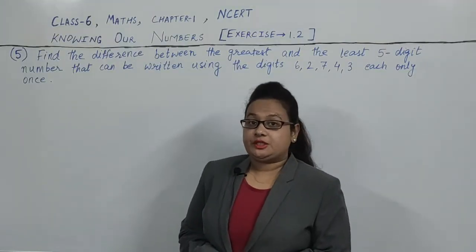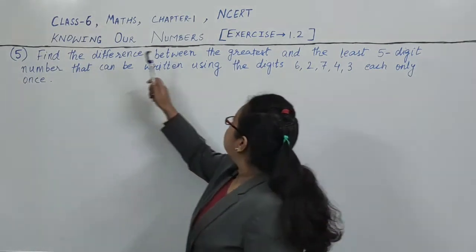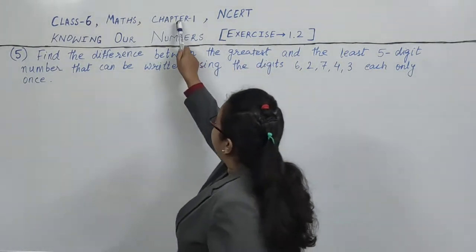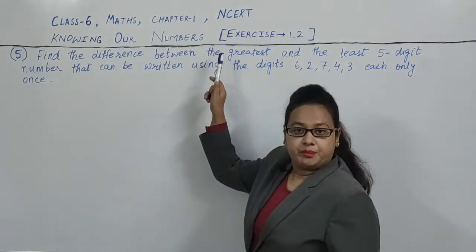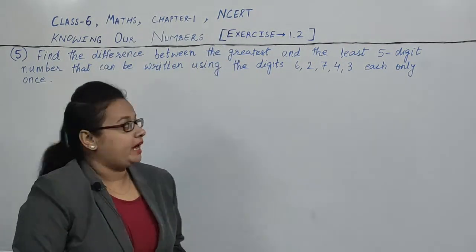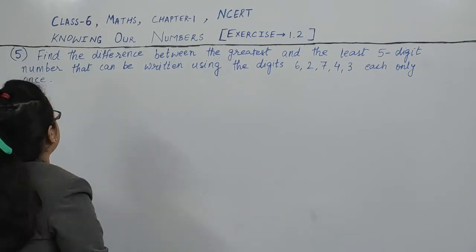In today's class we will do question number 5 of exercise 1.2 from first chapter Knowing Our Numbers, 6th class Maths NCERT book. Now let us read the question and try to understand what the question says.